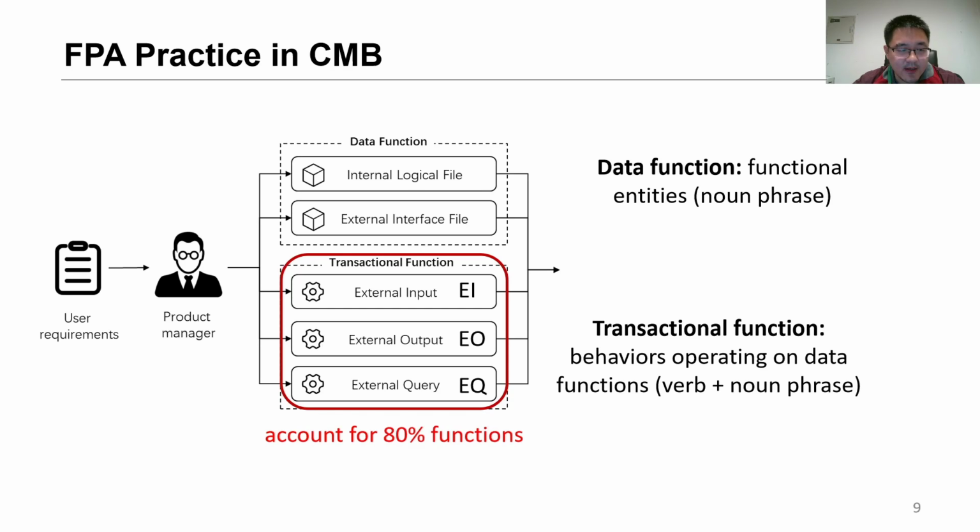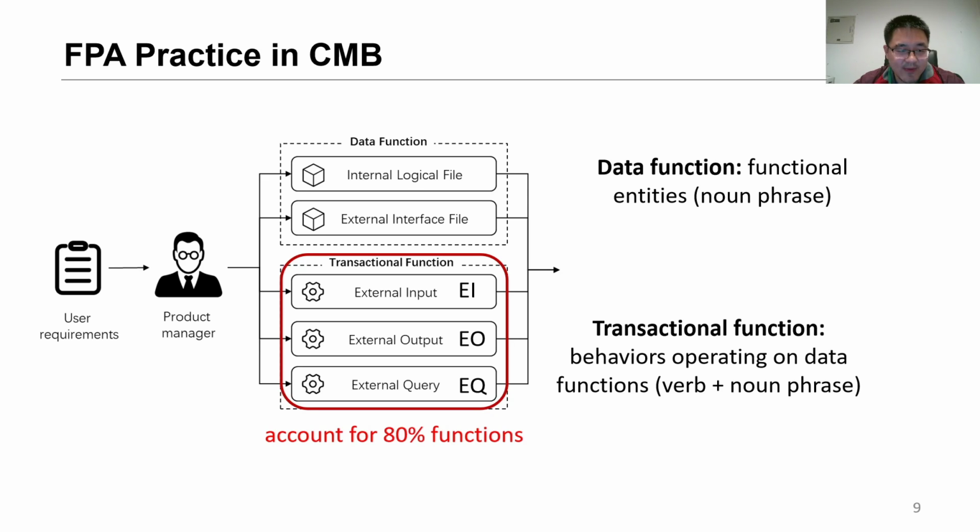In CMB, the FPA process launches when user requirements are collected and documented, guided by the official manuals. Product managers extract data functions and transaction functions from requirements. Here, data functions represent functionalities to meet the data storage requirements, and transaction functions represent the elementary processes that provide functionality to the user, including external input (EI), external output (EO), and external query (EQ).